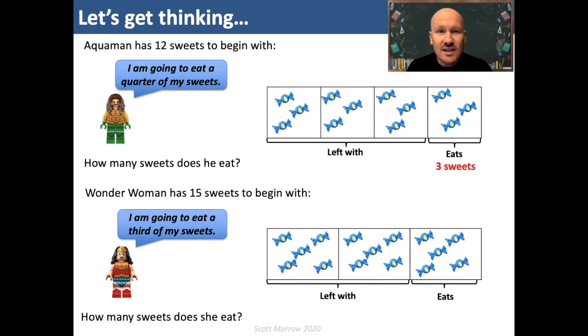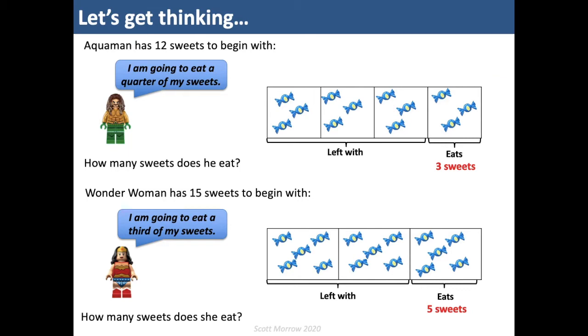We can now see that she eats just 5 of those sweets. So 1/3 of the 15 sweets is 5 sweets.